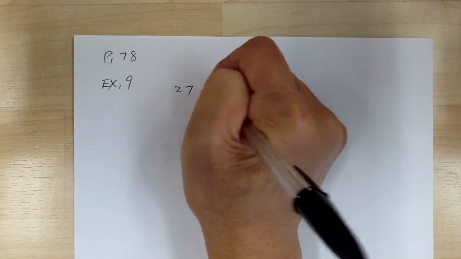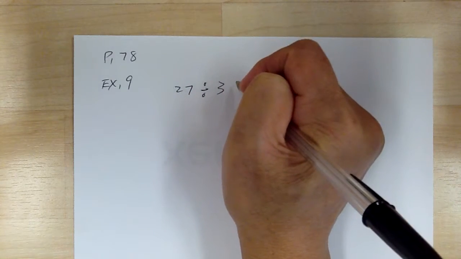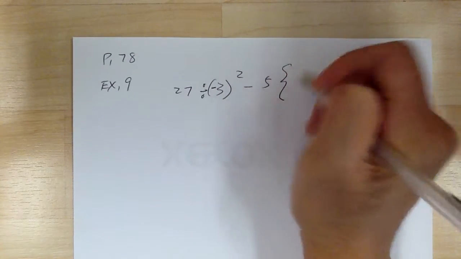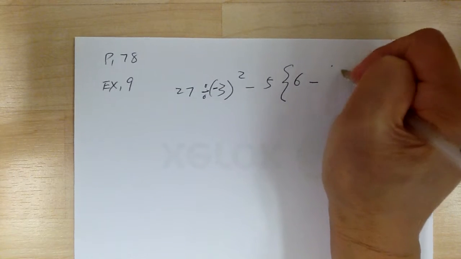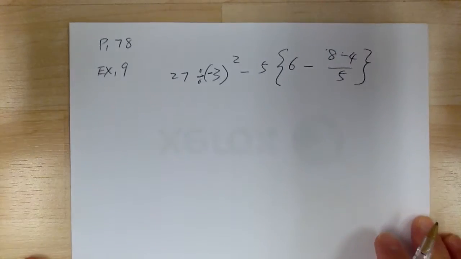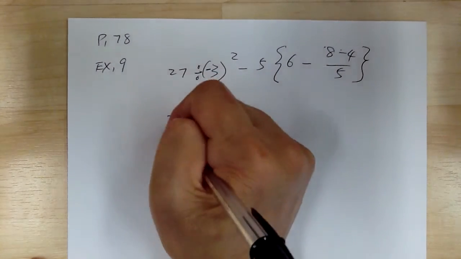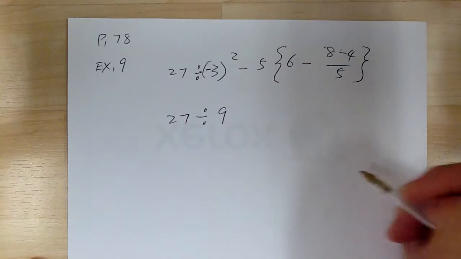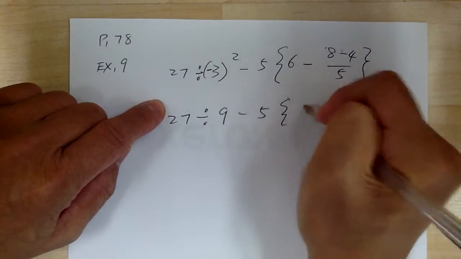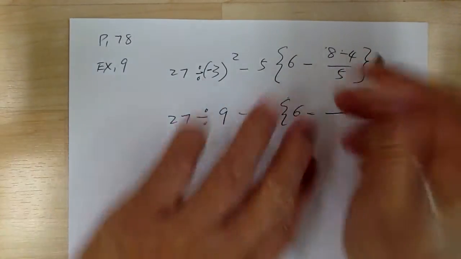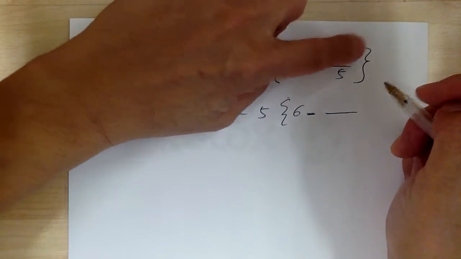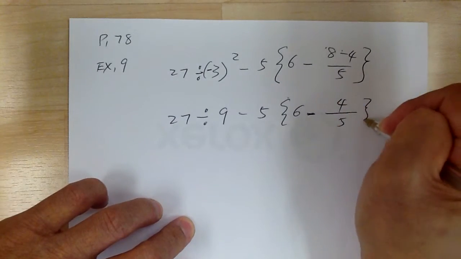So you've got 27 divided by 3, negative 3 squared minus 5 brace 6 times 8 minus 4 over 5 brace, right? Okay, so first let's take care of the parentheses, right? So you've got 27 divided by 9, okay? And this one we also can, now since they're so separate, they don't interfere with each other, so we can do some of this over here. So 8 minus 4 is 4.